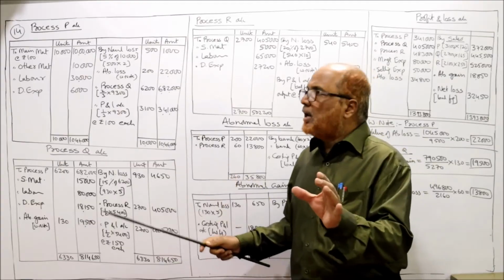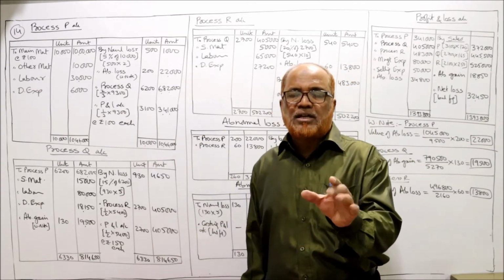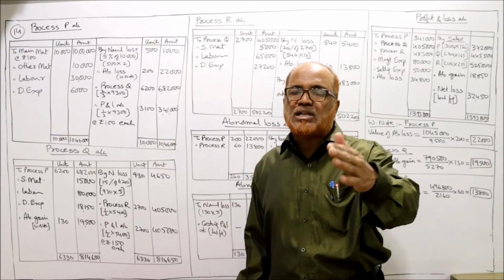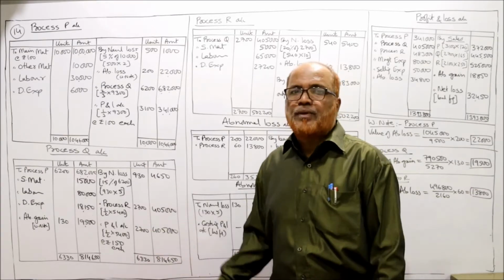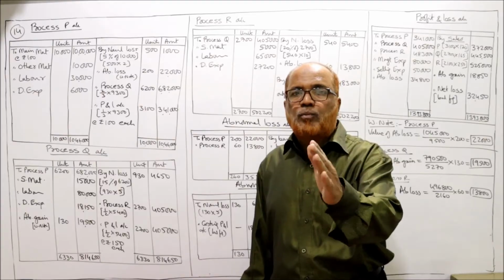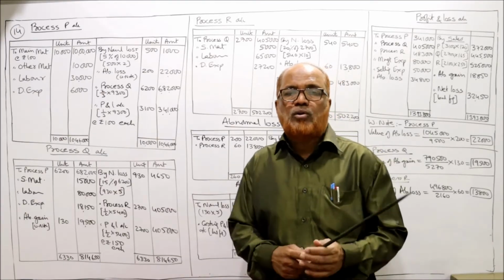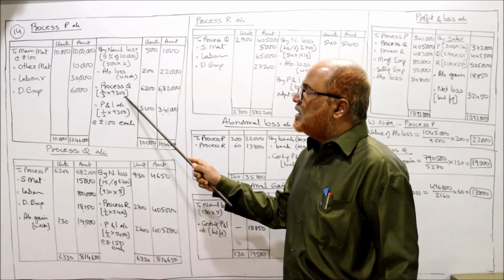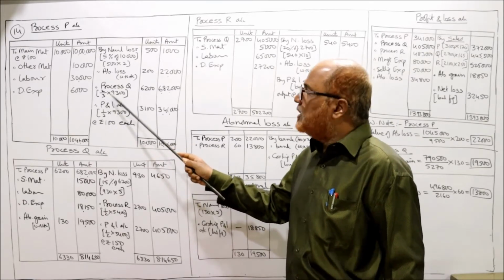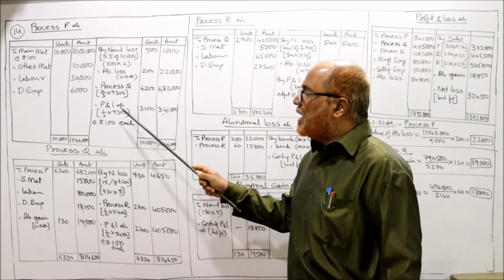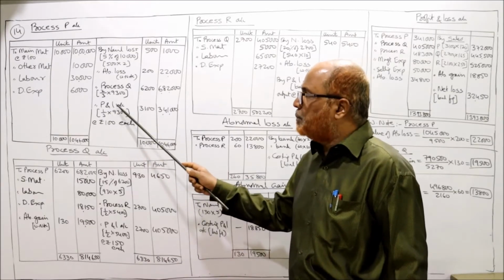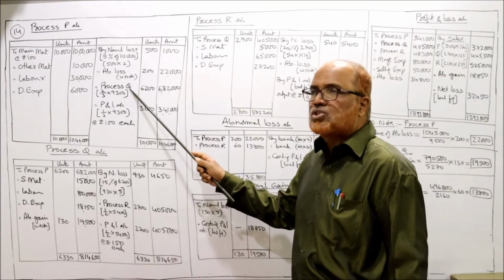Now the total output is 9,300. It is given in the problem that 2/3 of the output is transferred to the next process Q and 1/3 of the output is sold. Sold means we have to transfer it to P&L account. So now 2/3 of 9,300 comes to 6,200 and 1/3 of 9,300 is 3,100. This is transferred to P&L account, and this is transferred to process Q.